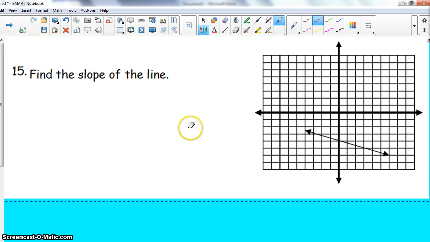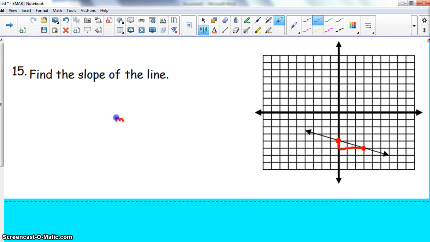Number 15 says to find the slope of the line. Well, before you can find the slope, you need to find where this line will cross 2 points exactly on their corners. So it crosses right here at this corner, and it crosses at this corner. And we have to actually draw an L shape to calculate our rise and our run.